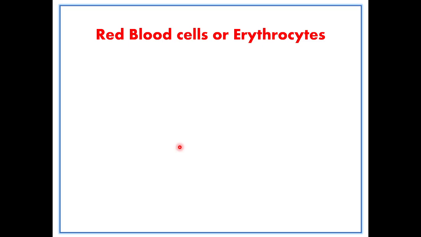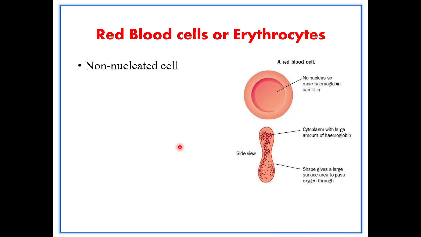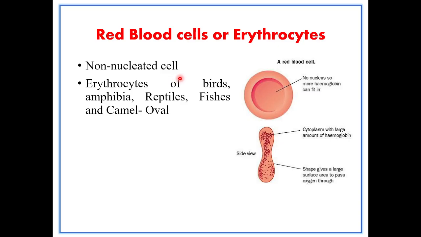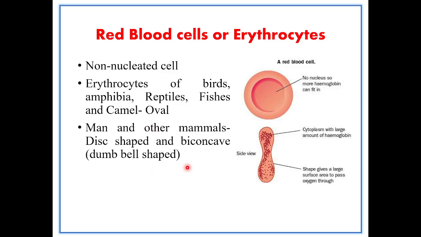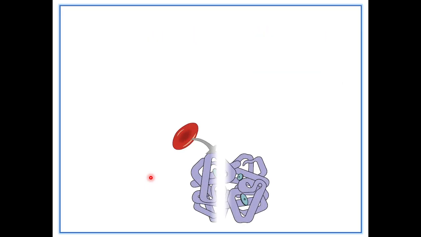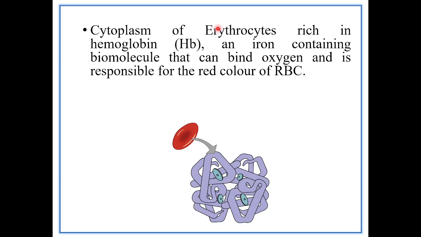Number one, red blood cells. Red blood cells are also called erythrocytes. Okay, they are non-nucleated cells. The erythrocytes of birds, amphibia, reptiles, fish, and camels are oval in shape, and they contain a nucleus. While man and other mammals have a disc-shaped, biconcave RBC, which is non-nucleated. The cytoplasm of RBC is rich in hemoglobin.